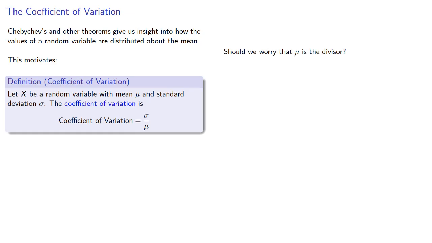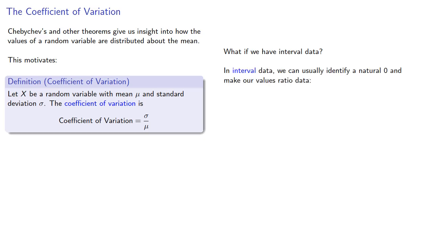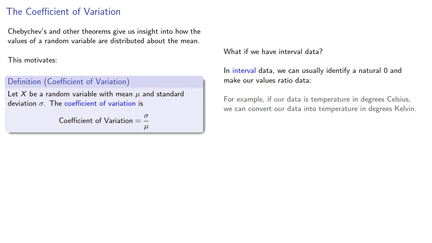Should we worry that mu is our divisor? Generally speaking, no. In ratio data, the mean can only be 0 if all values are 0. But what if we have interval data? In interval data, we can usually identify a natural 0 and make our values into ratio data. For example, if our data is temperatures in degrees Celsius, we can convert our data into temperatures in degrees Kelvin.